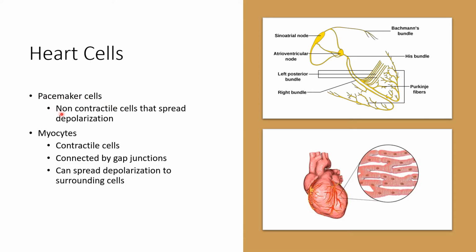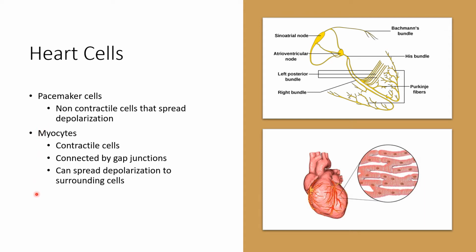They're non-contractile cells. They do no squeezing. All they do is spread depolarization through the heart. You can see the network here. It starts with the sinoatrial node, moves through the atria to the atrioventricular node, where it then gets conducted to the bundle of His, and then splits off into the Purkinje fibers, which spread the depolarizing wave through the ventricles.